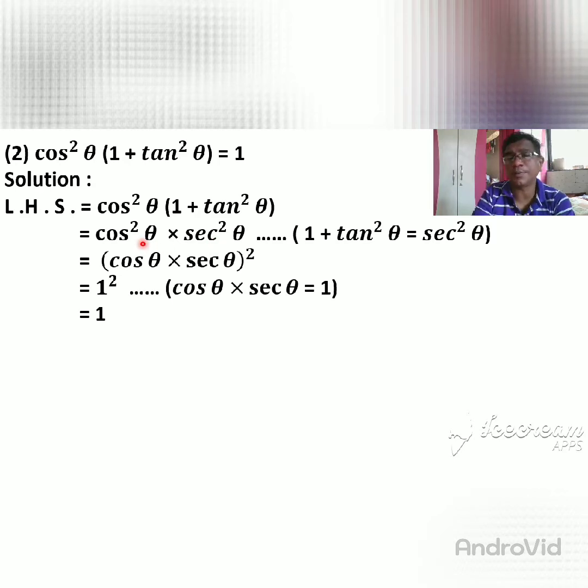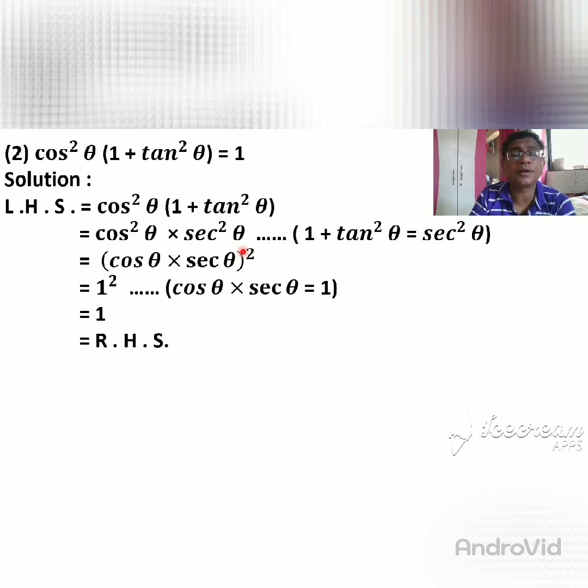So cos square theta remains as it is, into sec square theta, which means 1 upon cos square theta. So this cos square theta and this cos square theta cancel. So what remains? 1. In such a way it is also proved.